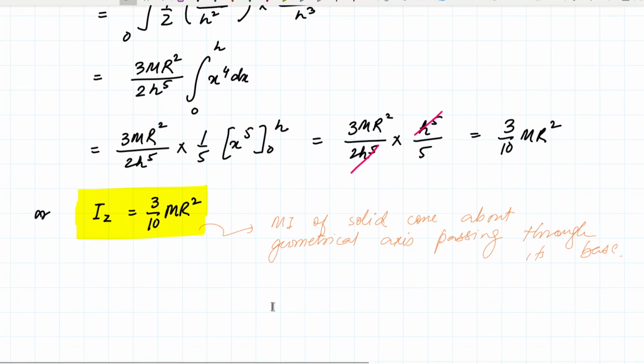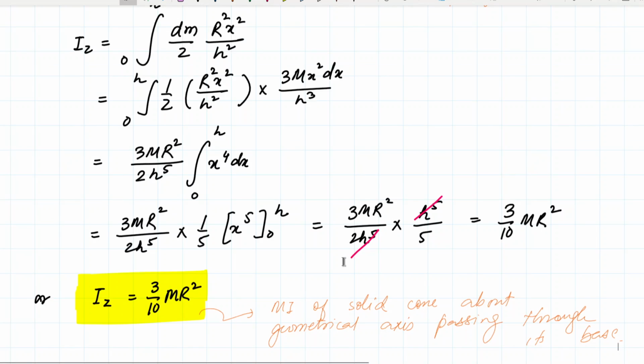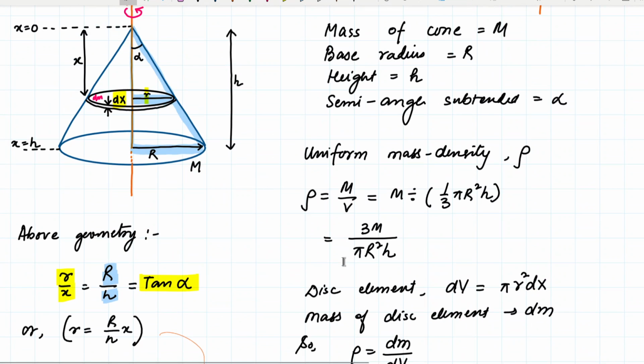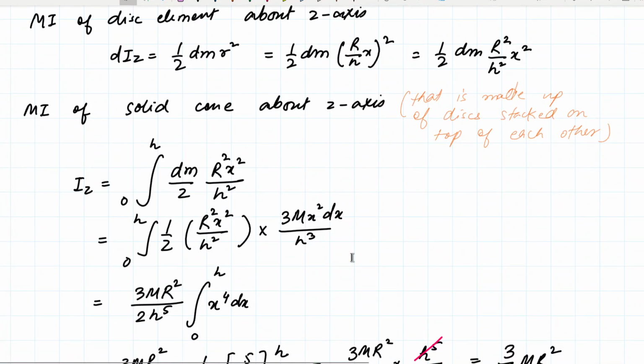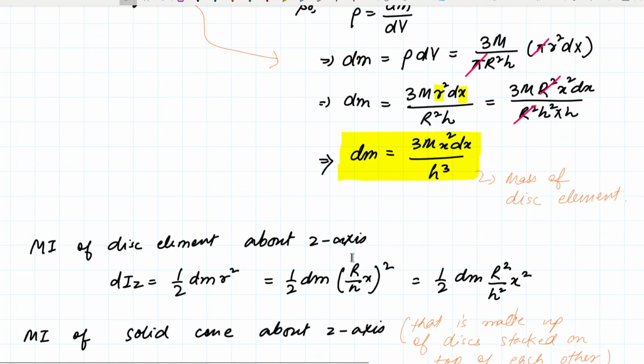Excuse me, sir. Yes. Sir, let us suppose a cone with no height, meaning the height tends to 0. Then in that case, what is the dm? That is just the mass of the cone. No, sir, in the equation h cube is coming below. If h tends to 0, then dm equals infinity.